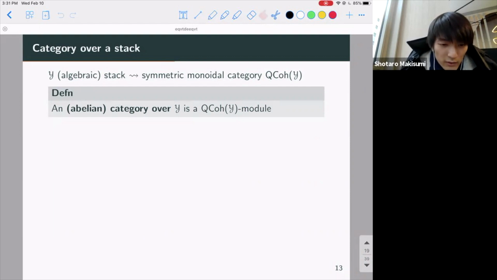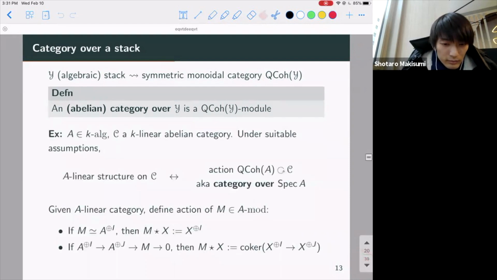So here's the definition of an abelian category over a stack, same as what I mentioned in the introduction. And I also mentioned that when my stack is just an affine scheme, let's say spec A, then this is basically the same thing, for suitable category C, as having an A linear structure on C. So here's how this works.